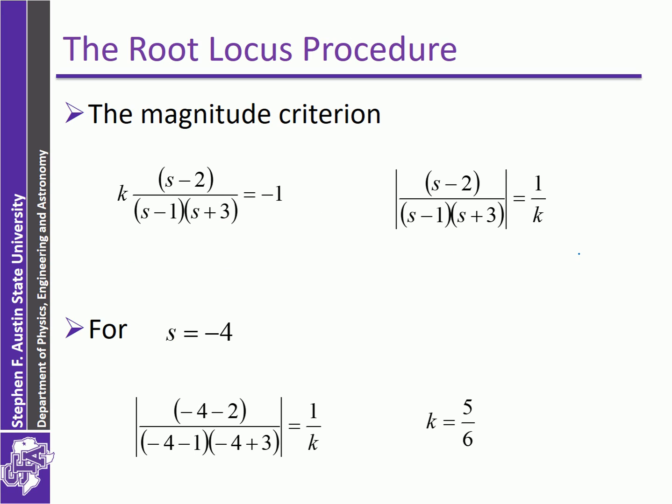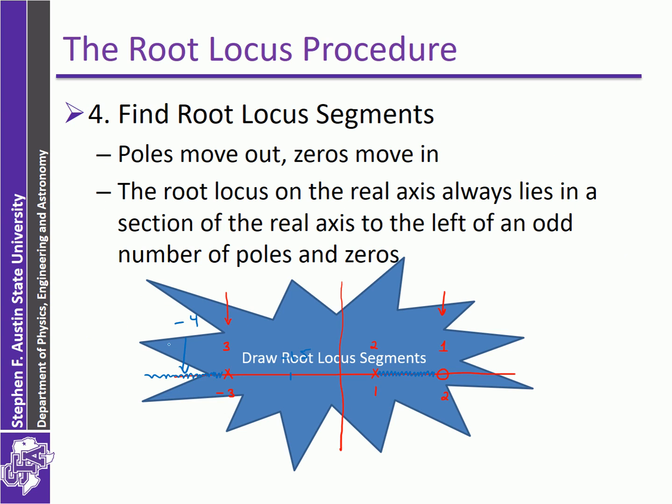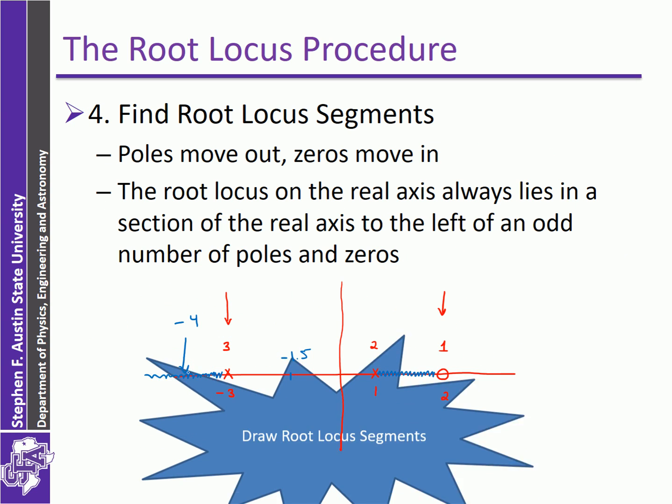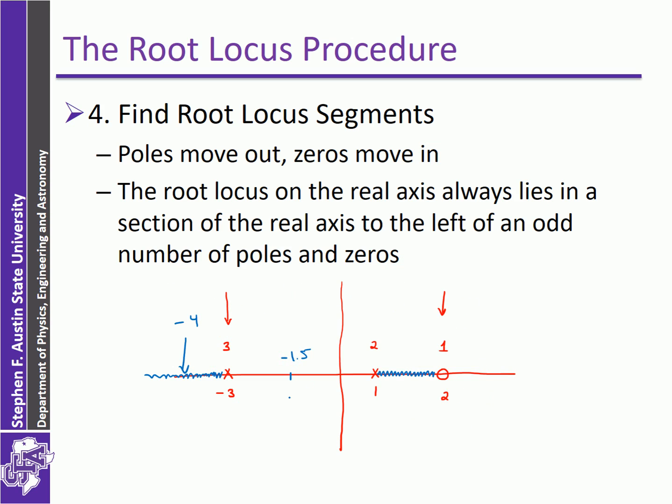So now, let's keep moving forward. How about the magnitude criteria? We know that the magnitude of this thing should be equal to 1. That means the magnitude of this thing should be equal to 1 over k. So if we substitute our s equals minus 4, basically we're checking, if I pick a value of minus 4 that is located on a segment, what is going to happen. I will be able to find my value of k, allowing me to figure out which value of k will make this root move from minus 3 into minus 4. Got it?